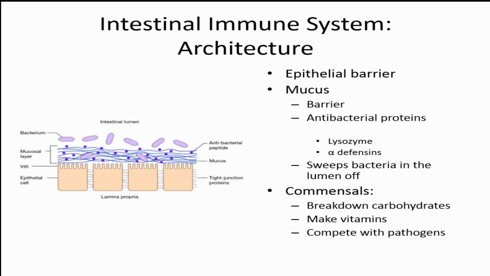And then the third type of defense is just the commensals that are present in this intestinal system. They help to break down proteins and make some vitamins, but they also compete with the pathogens for these nutrients and help to prevent infections.